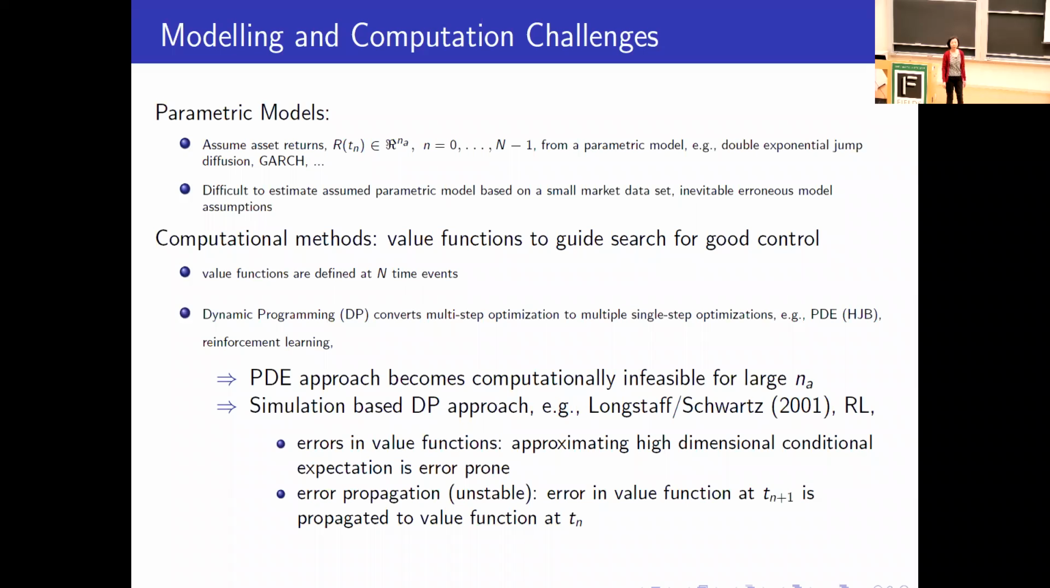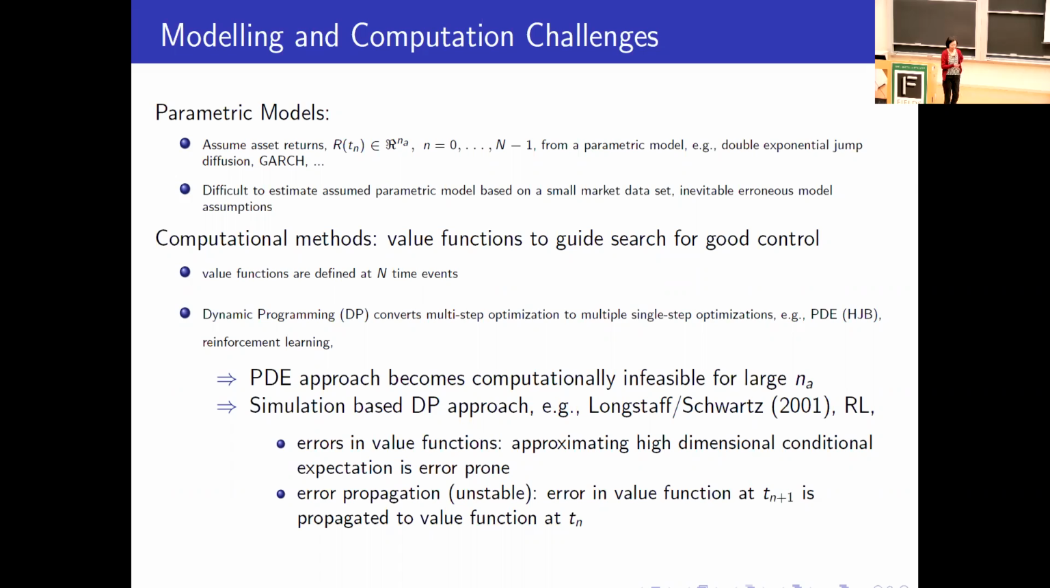Okay, so how is this class of dynamic optimal control problems in general solved? Typically, we have a parametric model approach. We build a stochastic model on the asset returns for the long-term horizon. And so we estimate a parametric model based on historical observation. One of the difficulties with this parametric approach is that the parameters are difficult to estimate, depending on how many parameters you have, right?